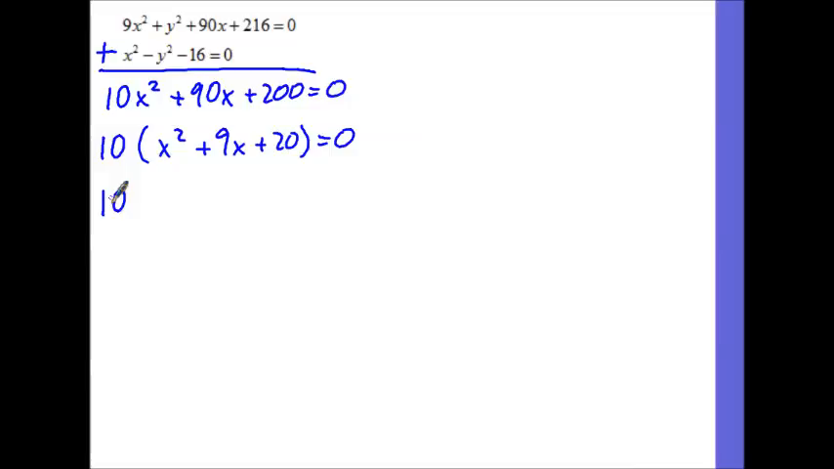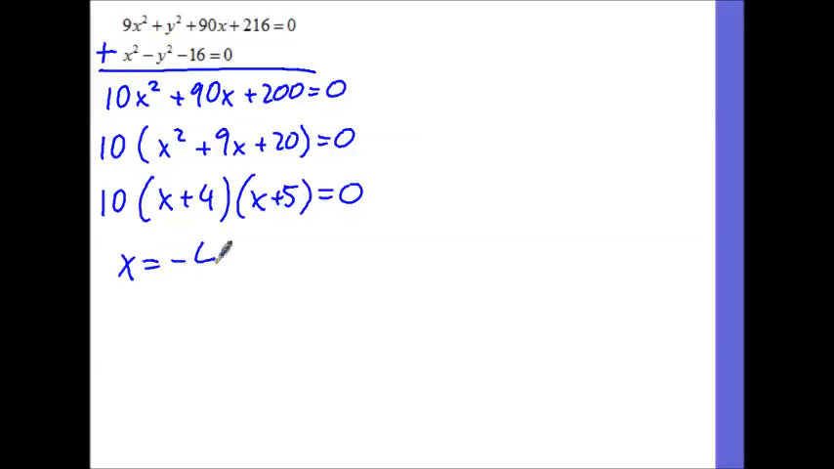So we get 10 times x plus 4 times x plus 5 is equal to 0, leaving us with our solutions. X is negative 4, x is negative 5. Changing the signs. Remember, that's always the case, always necessary.